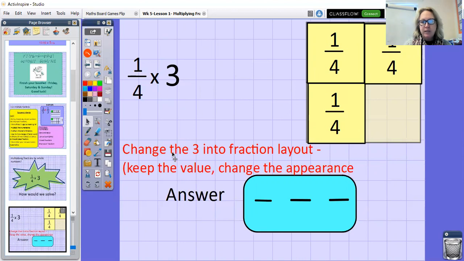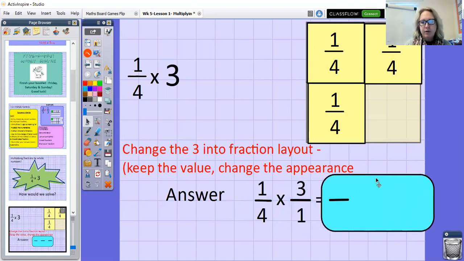So I always suggest that you change the 3 into a fraction layout. So you're making them almost look the same. But this is more keep the value, change the appearance. So how can I change that 3 into a fraction layout? So we don't need to worry about making denominators the same or anything like that when we multiply fractions. Completely different, but we want to be able to put them both into fraction format.